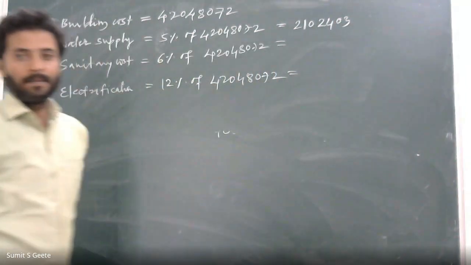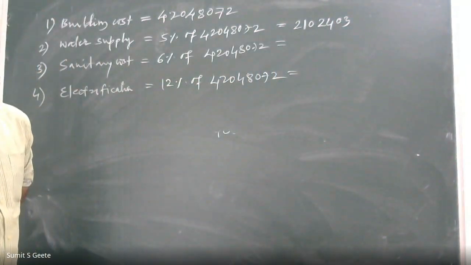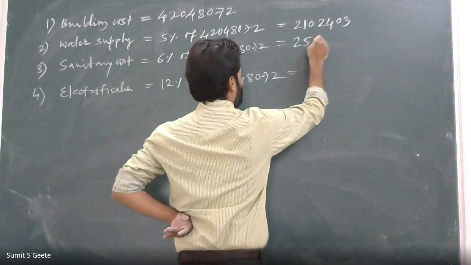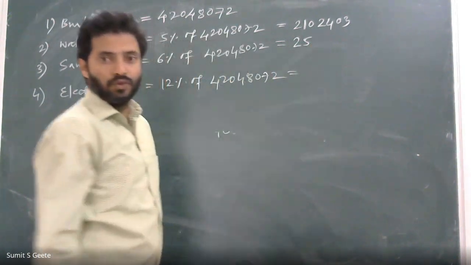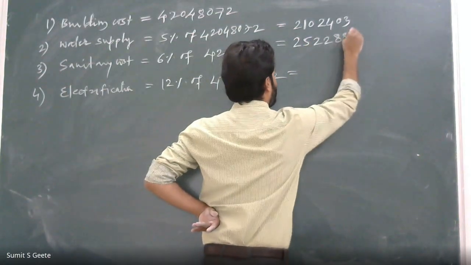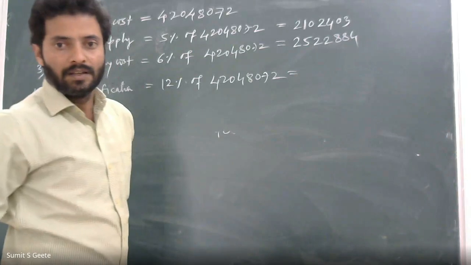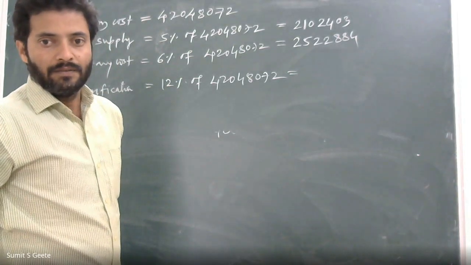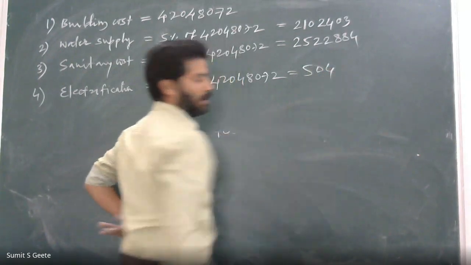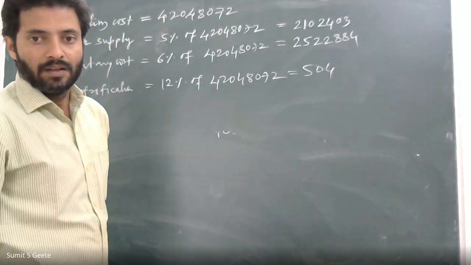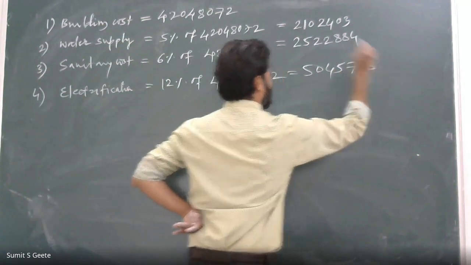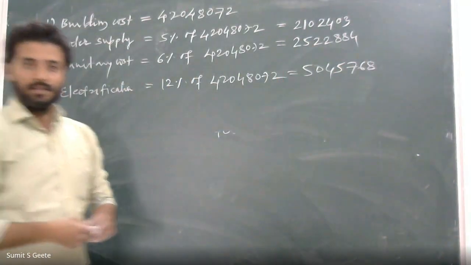That is 2102403. Now next, 2522884. Now next, 5045768. Is it okay? Is it okay?